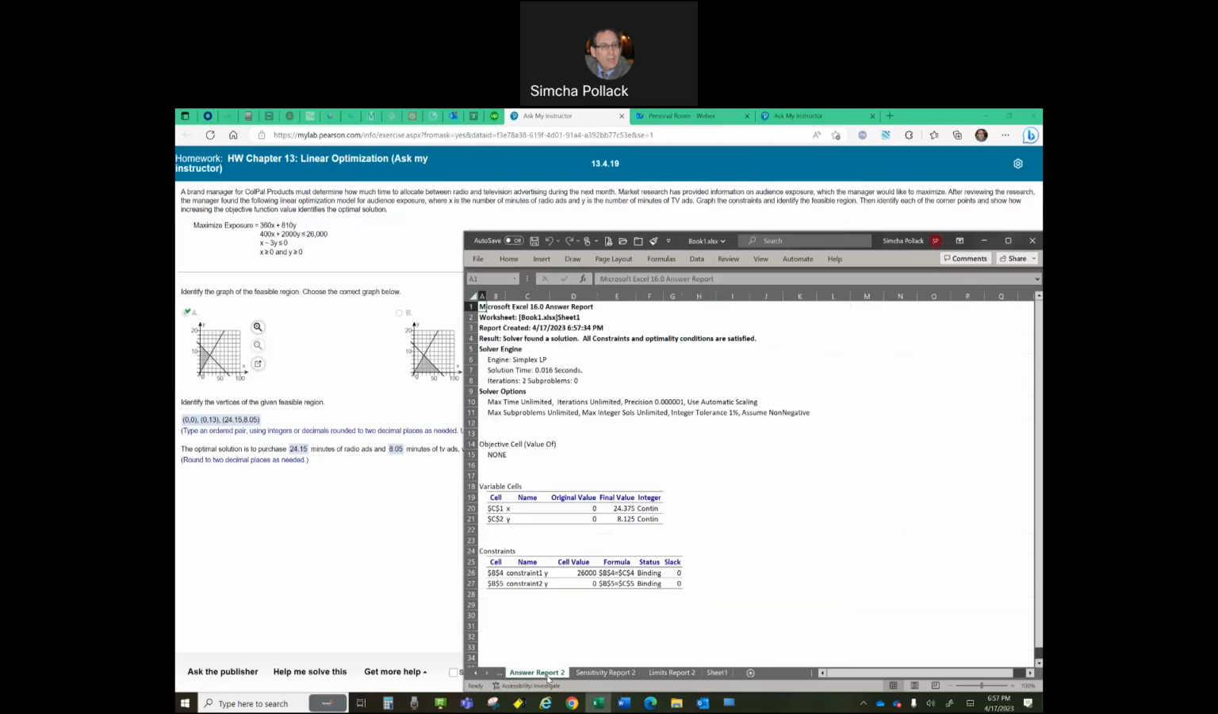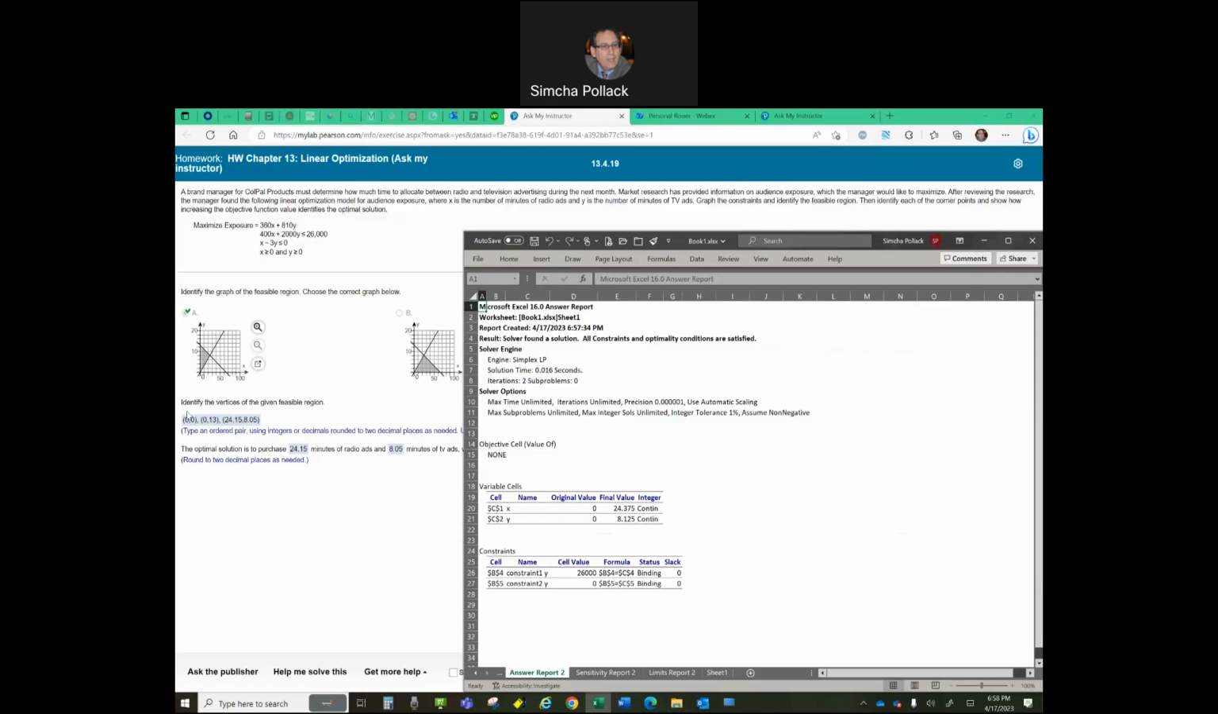Answer report. The optimum, really where they meet. X equals 24.375, Y equals 8.125, and that's the answer. Now the student didn't put down exactly those numbers, but it was still marked correct because I give some plus or minus 1 leeway when solving these things because it's a messy algebra. But technically it was wrong.